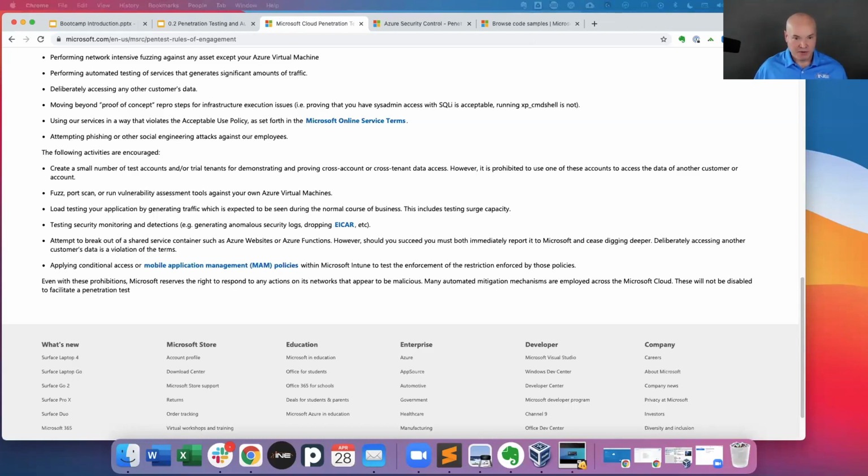Okay, so basically the takeaway there is to make sure you're only testing your own environment. You're not trying to hack into Microsoft's assets and that sort of thing. So that's the key takeaway there. That's pretty easy to remember. Just stick to your own environment, just like any good pen tester needs to stick to their scope.